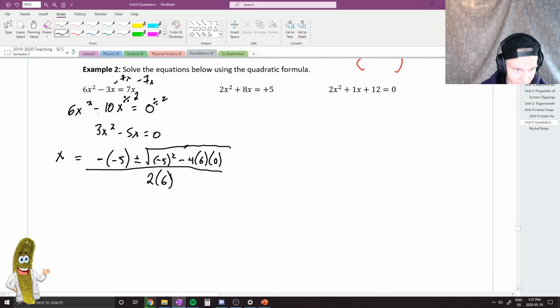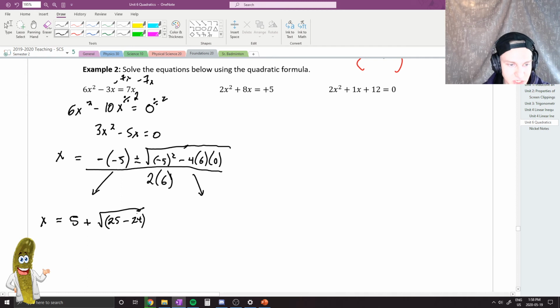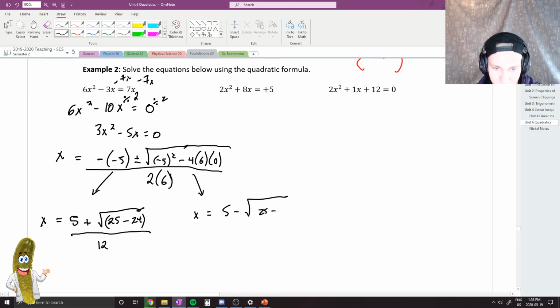Okay, and then we would end up with two different directions that we could take this. We'd end up with x is equal to 5, so a negative, negative would turn that into a positive. 5 plus square root of 25 minus 4 times 6 is 24. So that one's a nice, easy solution. And that's going to be divided by 12. And then the other one that we have is x is equal to 5 minus square root of 25 minus 24. And that'll all be over 12, like such.